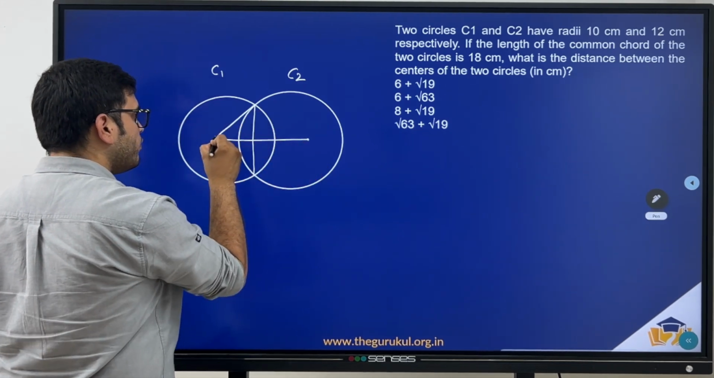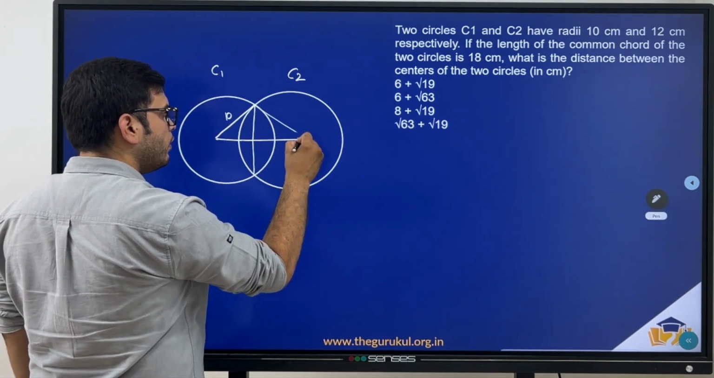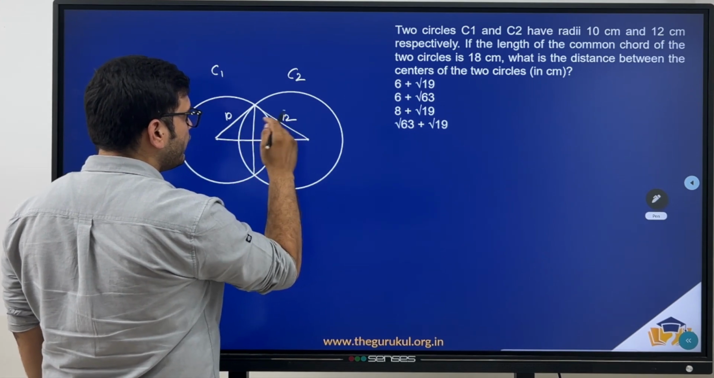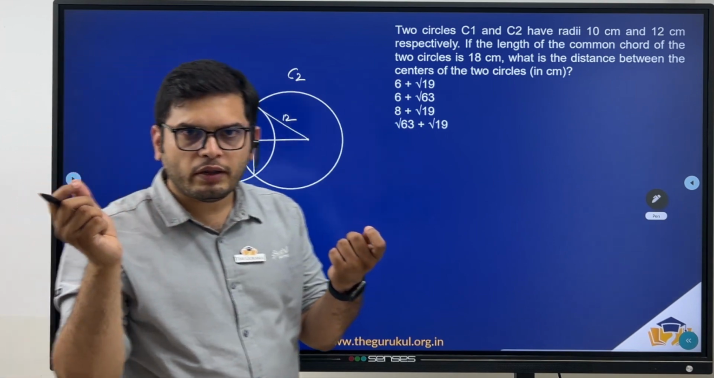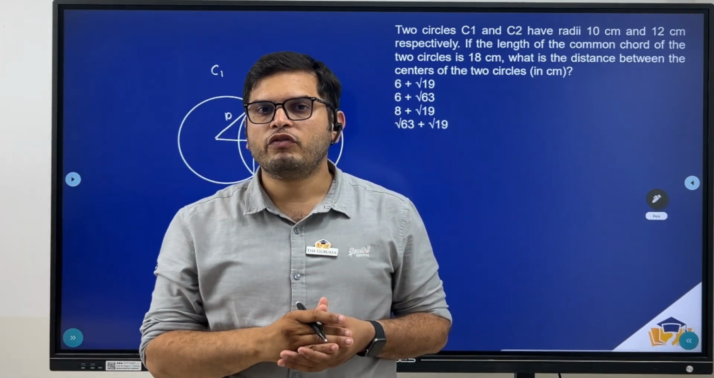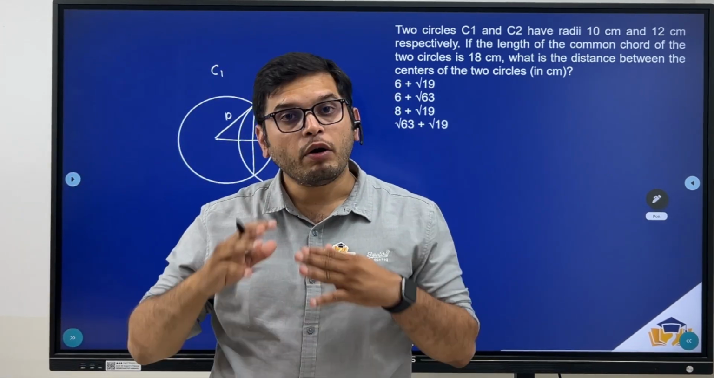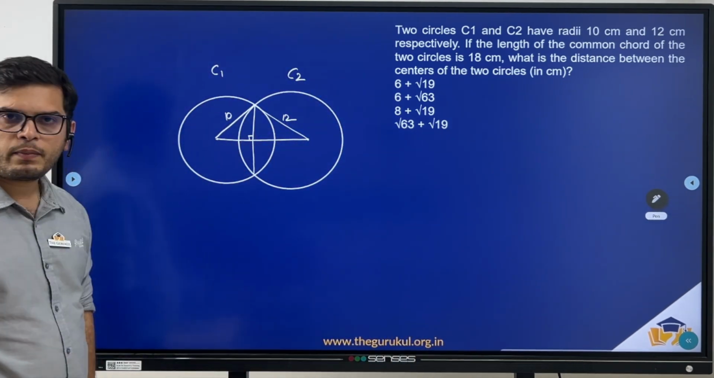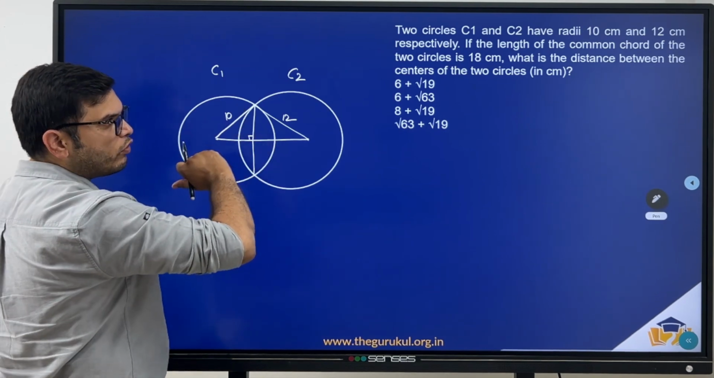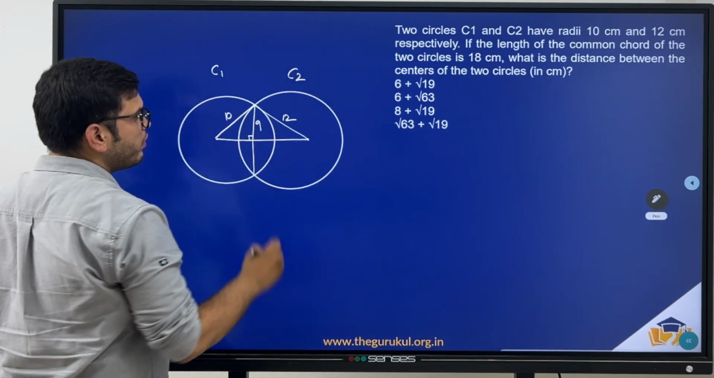Right. So this is 10. This is 12. Now the length of the common chord is 18. Now we know that the line joining centers of two circles in the case of a common chord bisects the chord and will be perpendicular as well, right? Now we know that the length of the common chord is 18 centimeters, so this is 9.